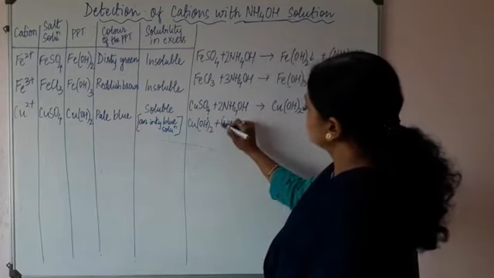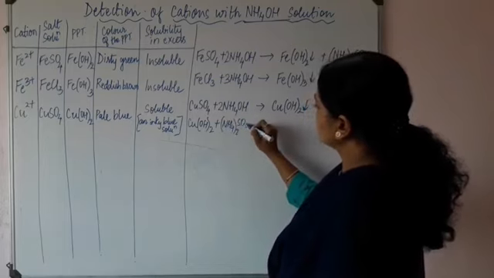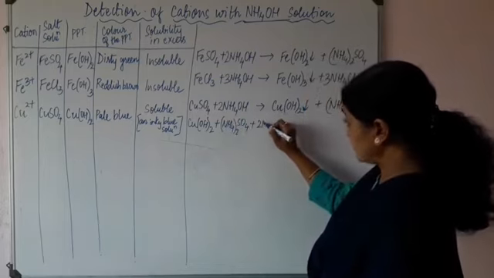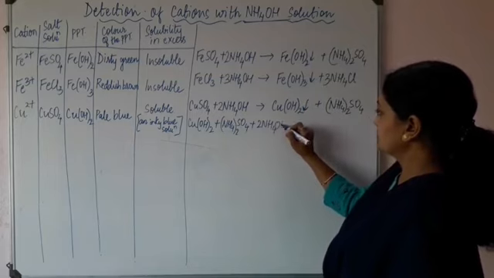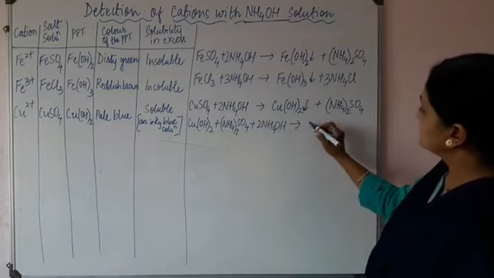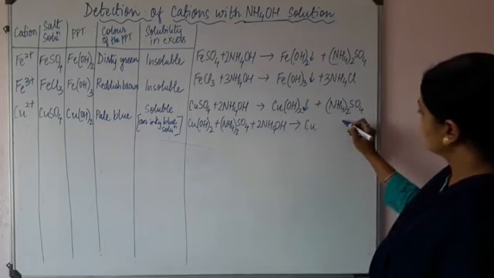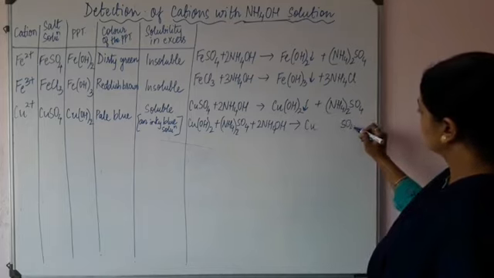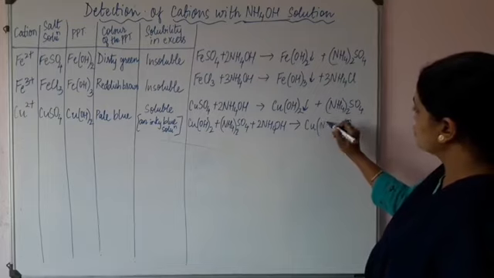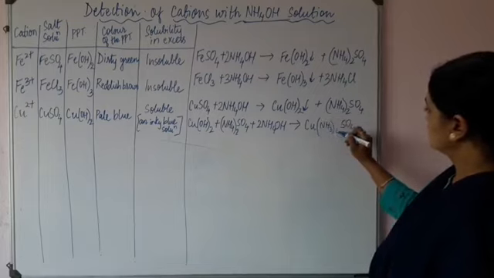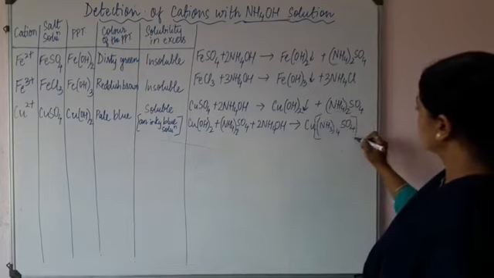So in the same test tube these products are there, and you are adding excess of NH4OH, and we will get tetraamine copper sulfate, right? Copper sulfate in this manner, and tetraamine means 4 times ammonia. So you have to remember like this, 4 times ammonia.